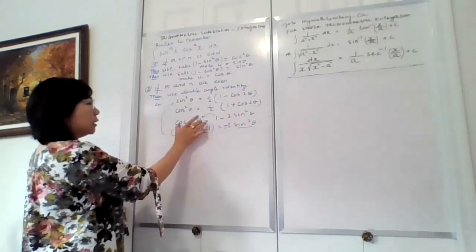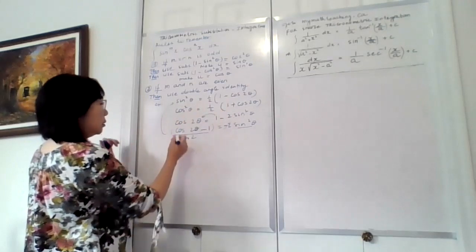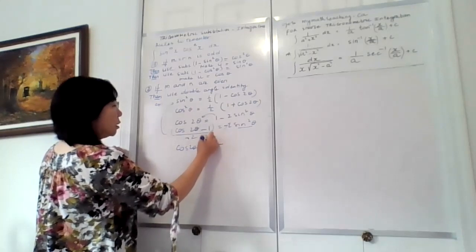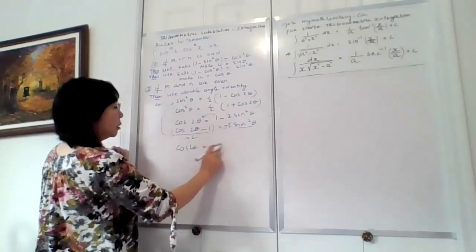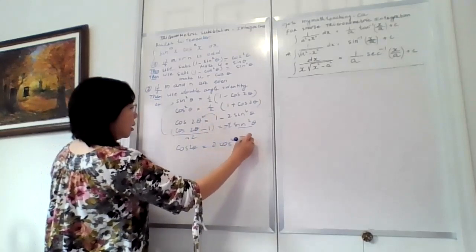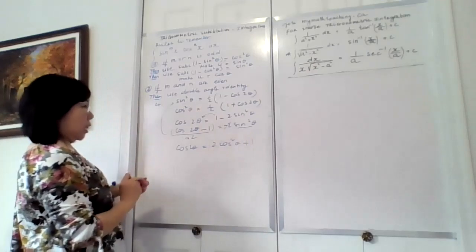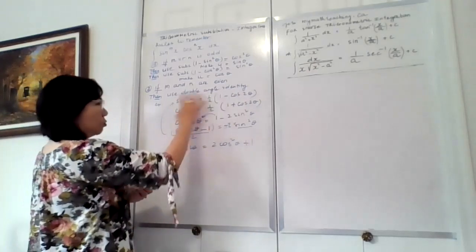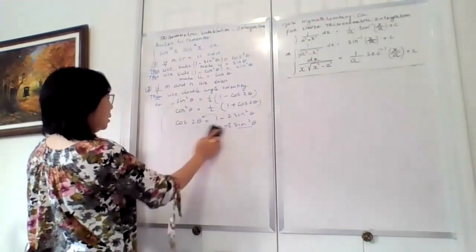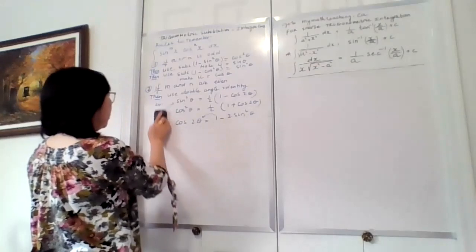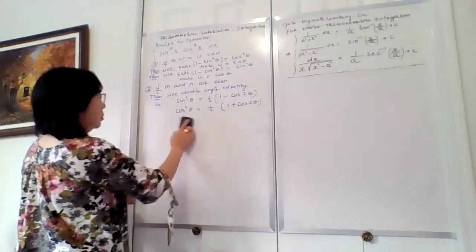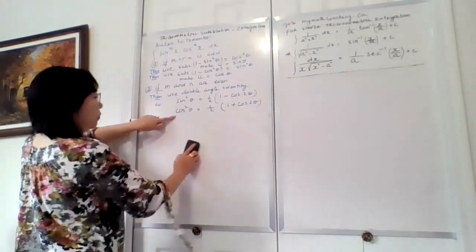The same if I transfer the third formula: cos 2 theta will be equal to, instead of 1 minus, it will be like this, 2 cos square theta minus 1. So that will give you these two identities. Okay, so that is just a reminder to you about this. Just follow these two tips for now.